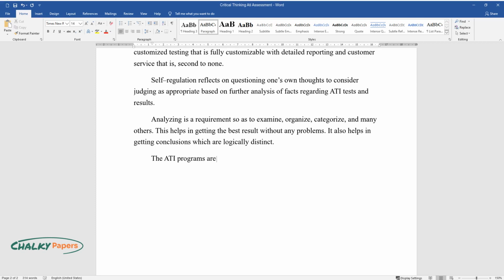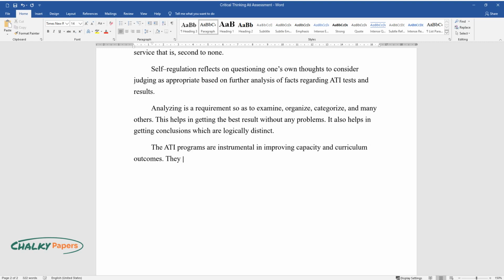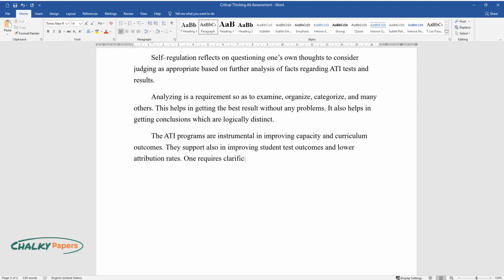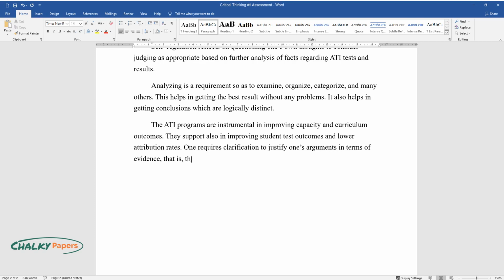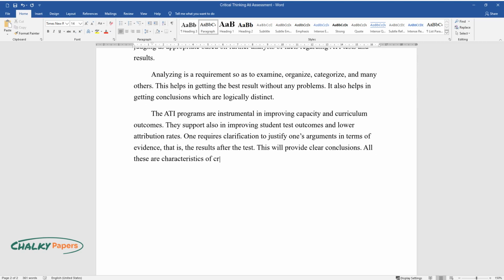The ATI programs are instrumental in improving capacity and curriculum outcomes. They also support improving student test outcomes and lower attrition rates. One requires clarification to justify one's arguments in terms of evidence, that is, the results after the test. This will provide clear conclusions. All these are characteristics of critical thinking skills.